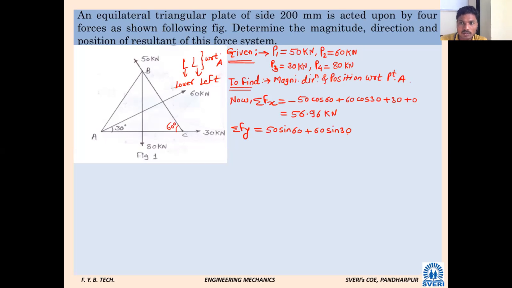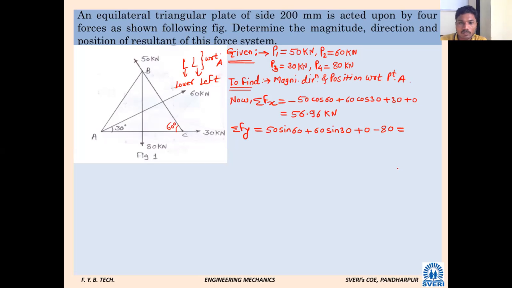Next, which is the third force, 30 kilonewton. It is a horizontal force towards right. What will be its y component? It will be 0. Very good. Next, 80 kilonewton, vertically downward. Minus 80.